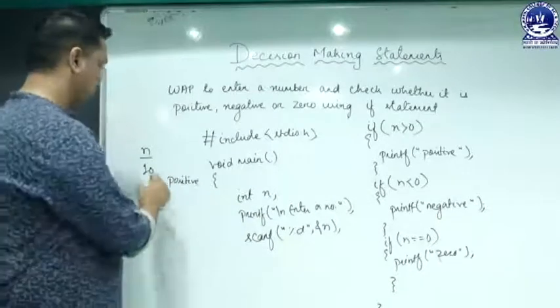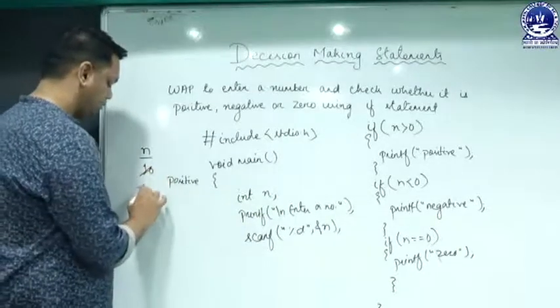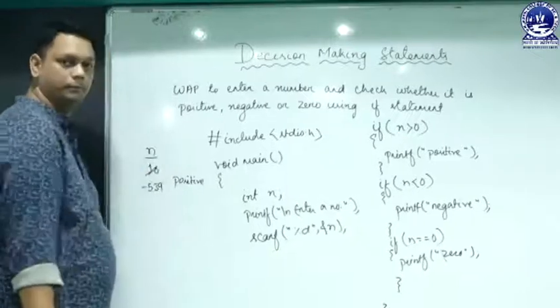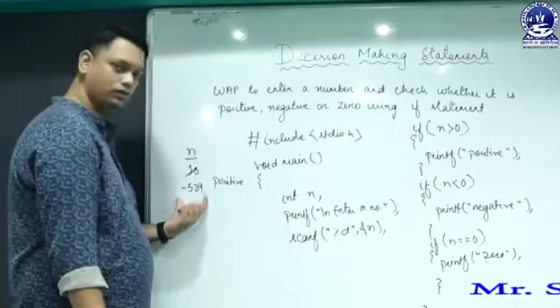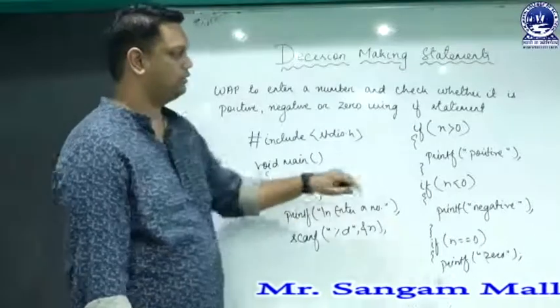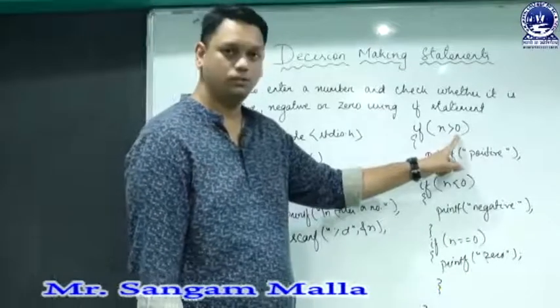Let's say another example, suppose I enter minus 539 in n. So n will have a new value, that is minus 539. So it will check is minus 539 greater than 0, false.